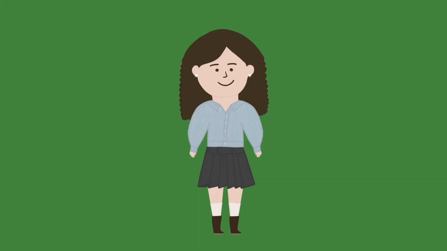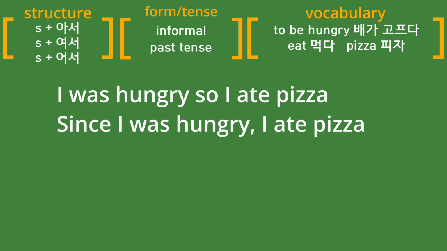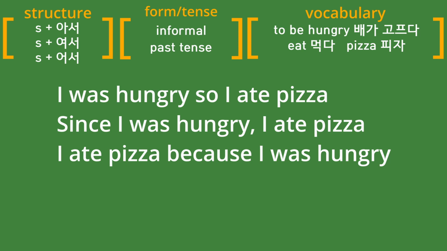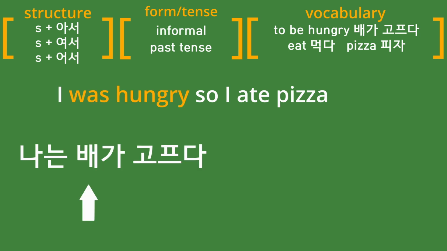Let's practice making sentences together. I was hungry, so I ate pizza. Since I was hungry, I ate pizza. I ate pizza because I was hungry. All sentences say pretty much the same thing. Let's start with the first clause that explains the reason of the consequence. I, 나. Let's put the particle 는. To be hungry. 배가 고프다. 배 means stomach. 가 is the particle.